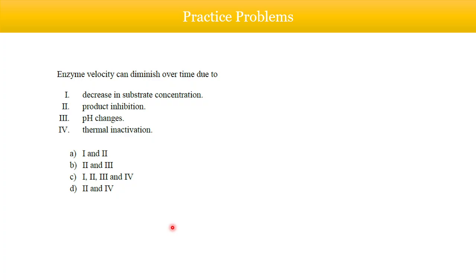See, you can actually see that most of these options are actually very correct. Decrease in substrate concentration: when you decrease the substrate concentration, the velocity decreases. Product inhibition means the activity of the enzyme decreases, leading to a decrease in velocity. The changes in pH can hamper the enzyme activity. And finally, thermal inactivation is also correct.